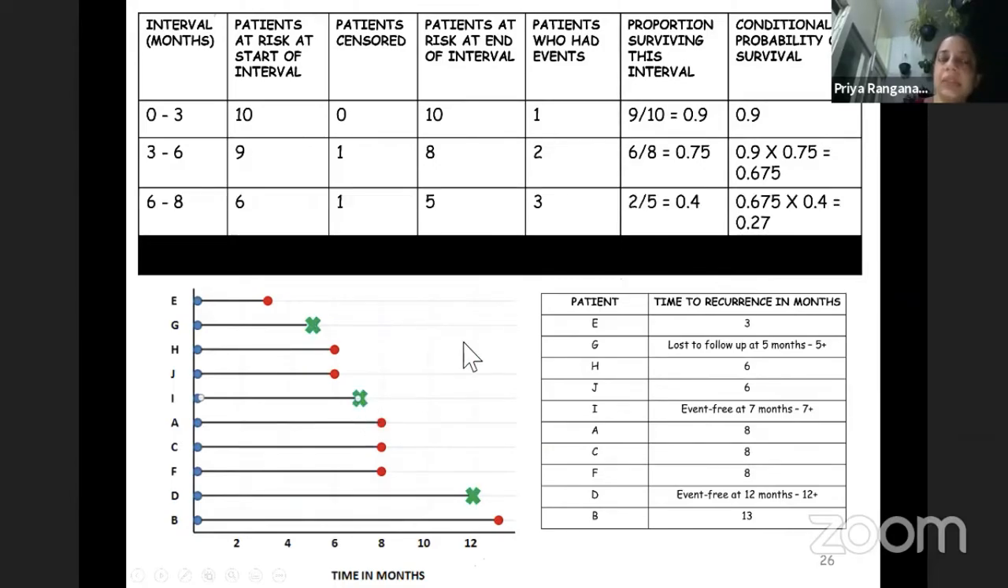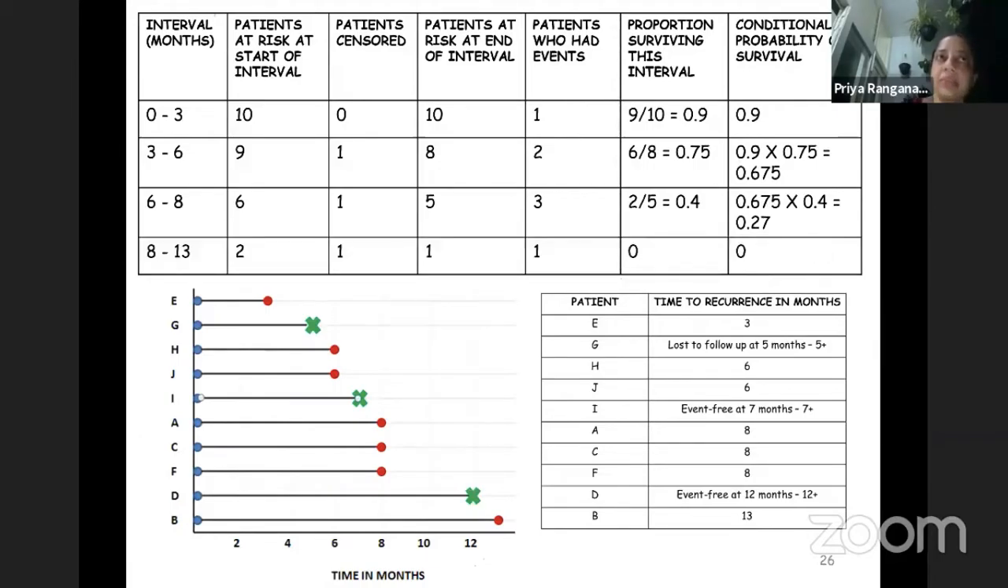So let's look at that table. Between 6 to 8 months, we started with 6. 1 got censored. 5 survived to the end of the interval. Of them, 3 had events. And so the survival probability is 2 by 5, which is 0.4. And the conditional probability of surviving this entire time interval from 0 to 8 months is the previous probability multiplied by this probability, which is 0.27. And so it goes on.